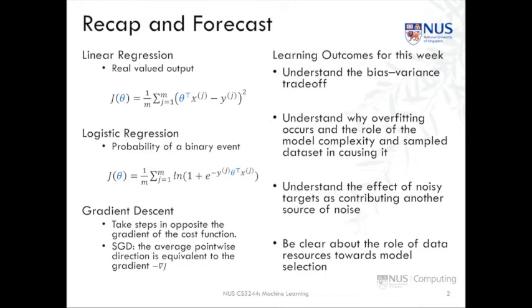So before we get started on week 5, it's good to recap what we've learned in our lecture on week 4 on linear and logistic regression. In both cases, regression means that we're getting some real valued output. But in the case of logistic regression, we're using that real valued output as the probability of a binary event.